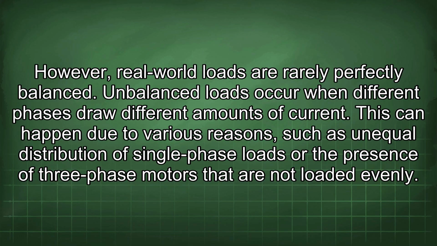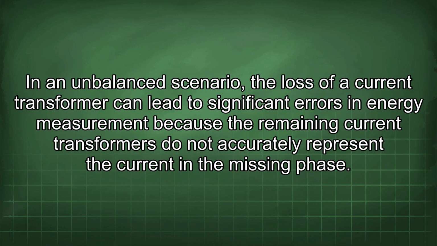Unbalanced loads occur when different phases draw different amounts of current. This can happen due to various reasons, such as unequal distribution of single-phase loads or the presence of three-phase motors that are not loaded evenly. In an unbalanced scenario, the loss of a current transformer can lead to significant errors in energy measurement because the remaining current transformers do not accurately represent the current in the missing phase.